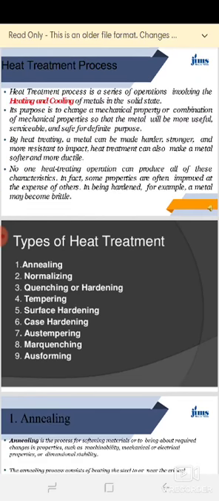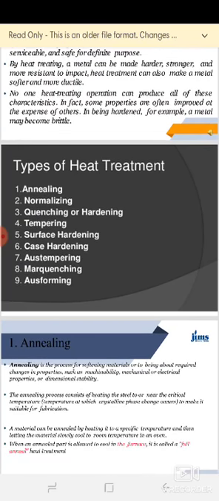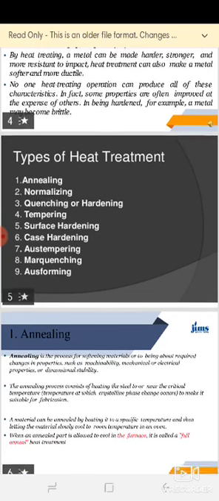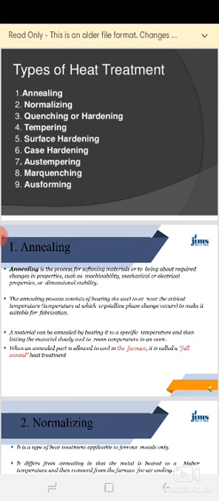So what are the types of heat treatment process? Those are the annealing process, normalizing process, quenching or hardening process, tempering process, surface hardening process, case hardening process, then austempering process, martempering process, and ausforming process. First of all, let us discuss what the annealing process is.